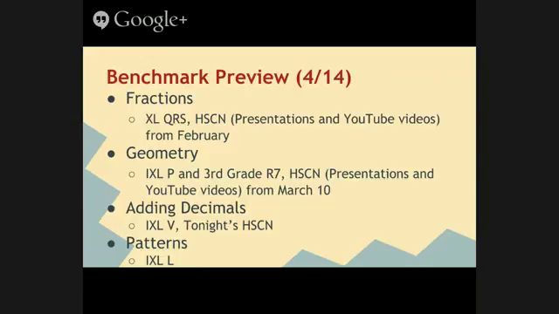And the writing benchmark, they have an extended time for the writing benchmark. I can put that in about 2 weeks after the benchmark window closes. So we'll start on the writing of that tomorrow.